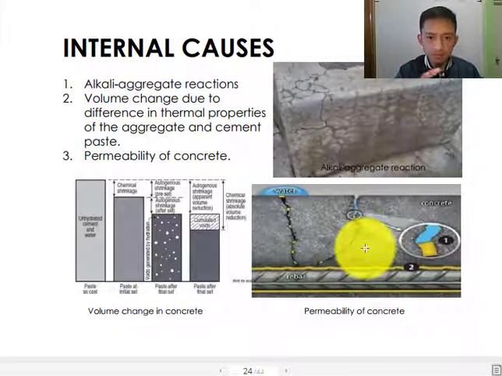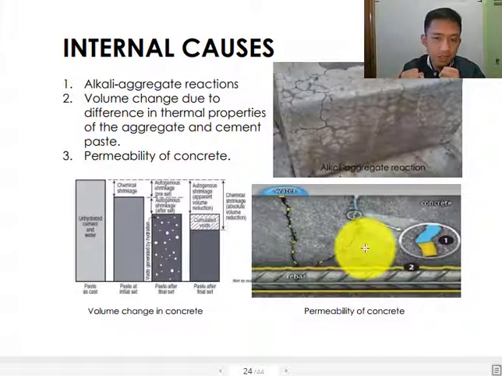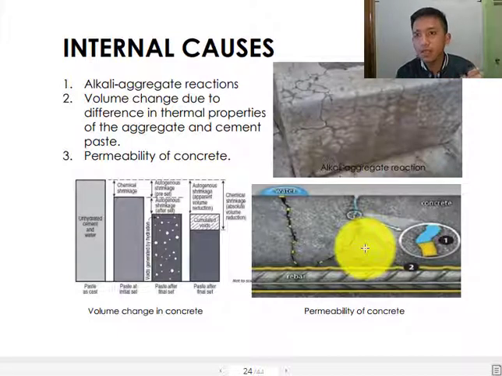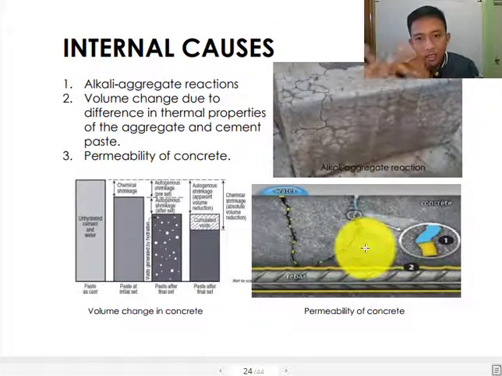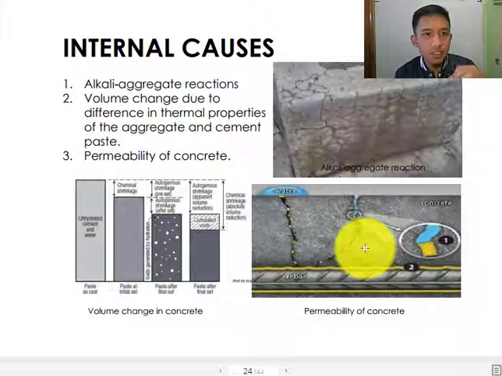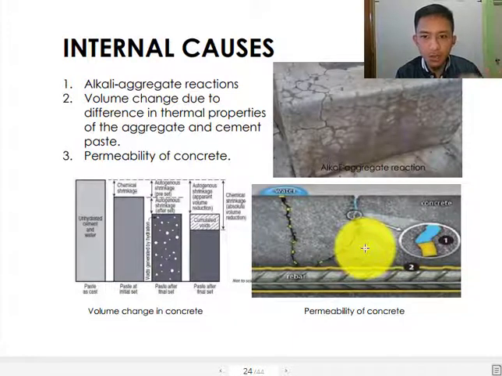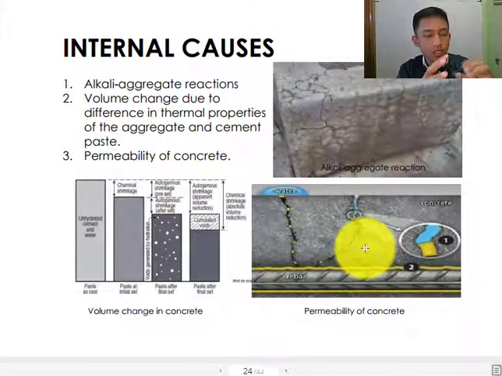So let's say the thermal property of aggregate and cement paste. The aggregate and the cement are different materials, so you will expect that the cement and the aggregate have different rates of expansion and shrinkage based on the temperature. So let's say that the aggregate has less expansion due to heat, but the cement has a high expansion due to heat. So that means that there will be a difference. The other one is expanding, but the other one is not.